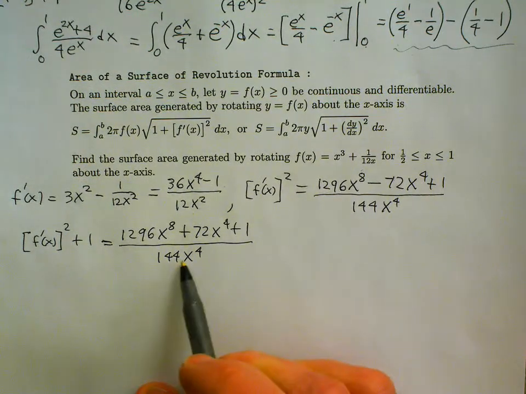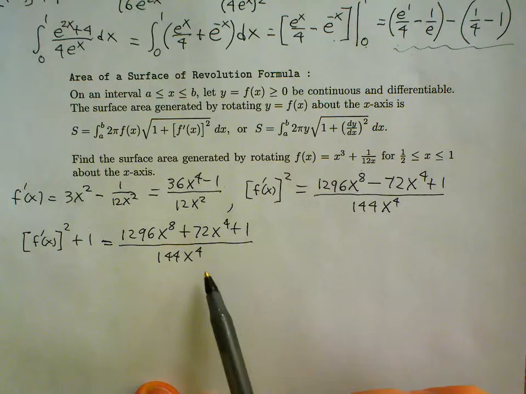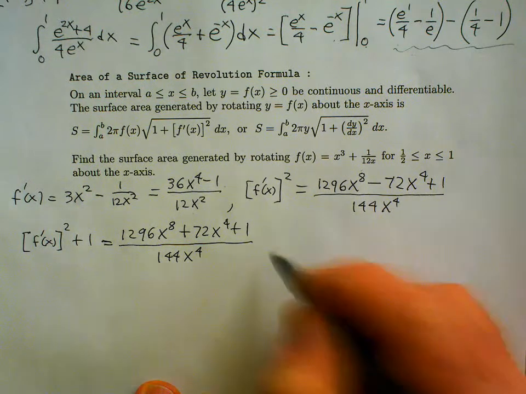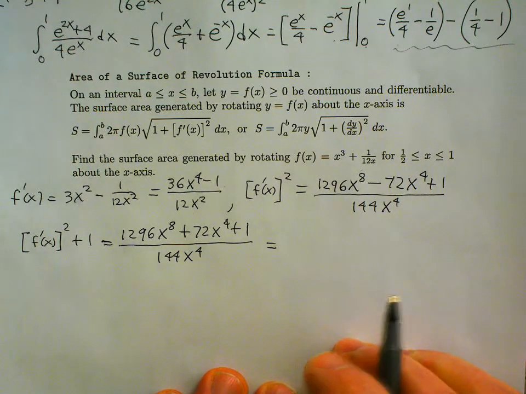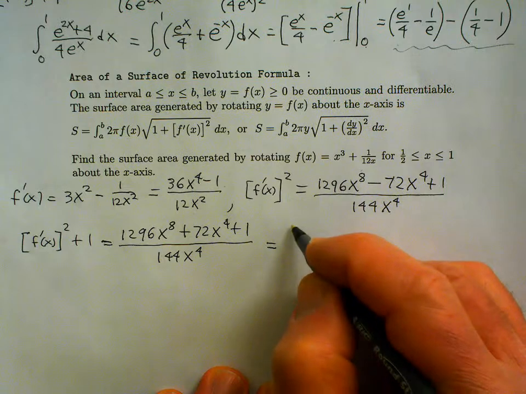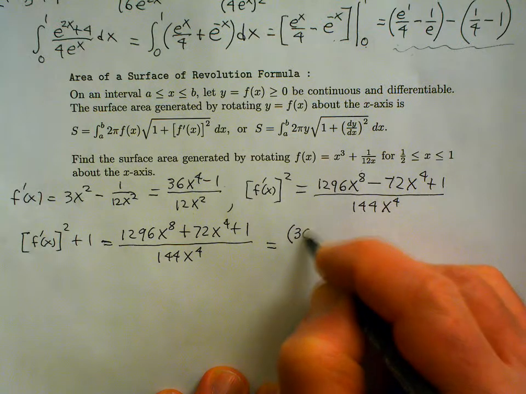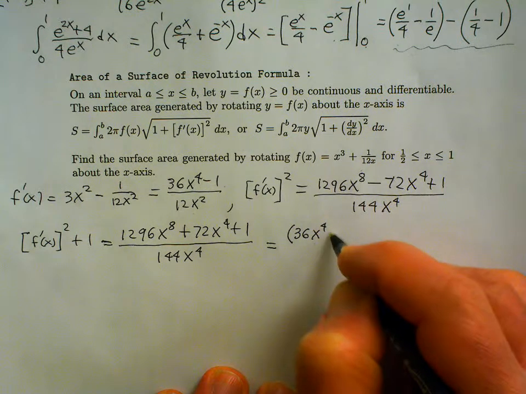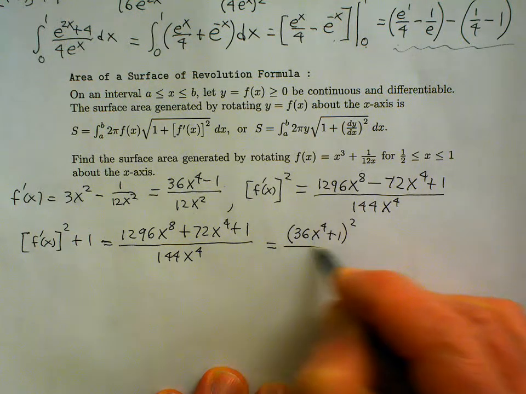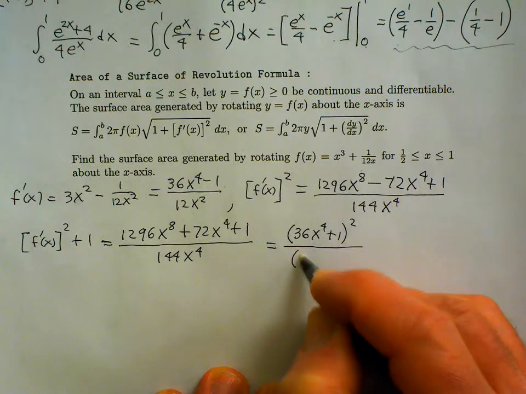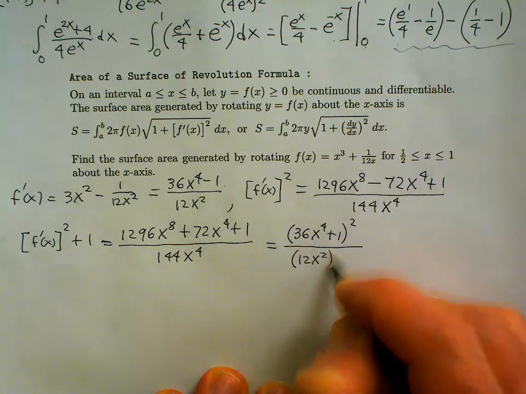And this is a perfect square in the numerator and a perfect square in the denominator. This is what's going to go inside the square root. So in factored form, the numerator is 36x to the fourth plus 1 quantity squared. And the denominator is 12x to the second squared.